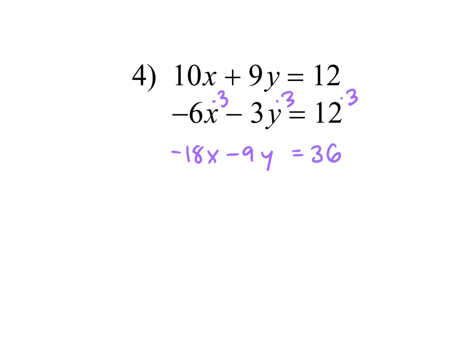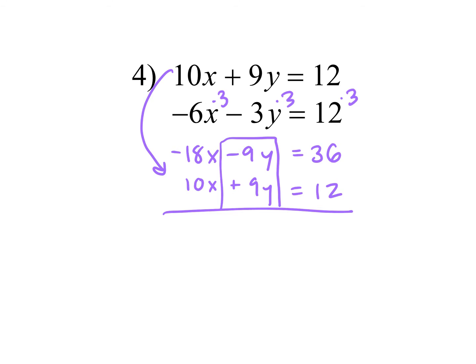36. I'm just going to rewrite my first equation down below it to help me add. So 10x plus 9y is equal to 12. So these are my new two equations. Will my y's cancel out? Yep. So then I just add everything else together. So it's negative 18x plus 10x. Negative 8x. And then what's 36 plus 12? 48.